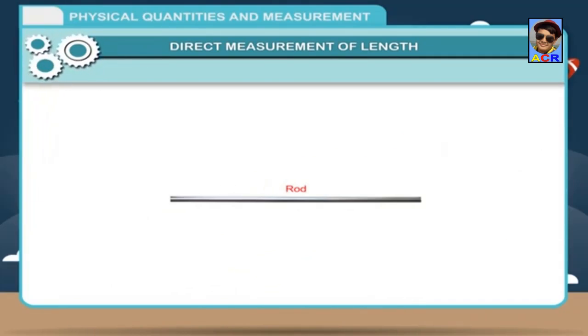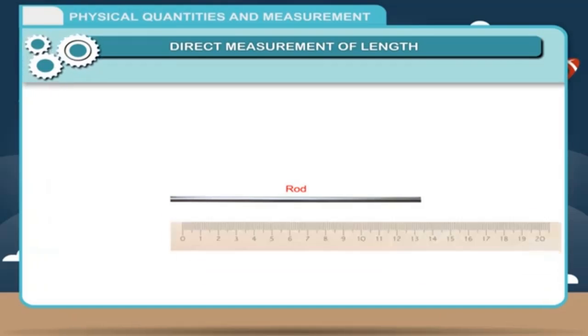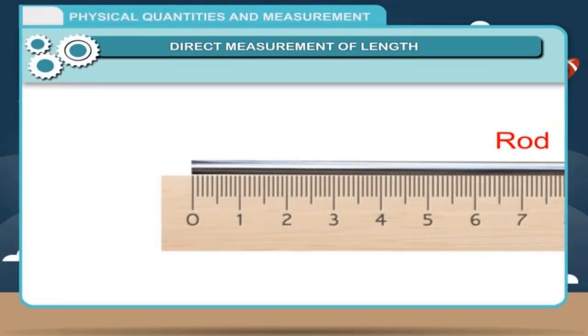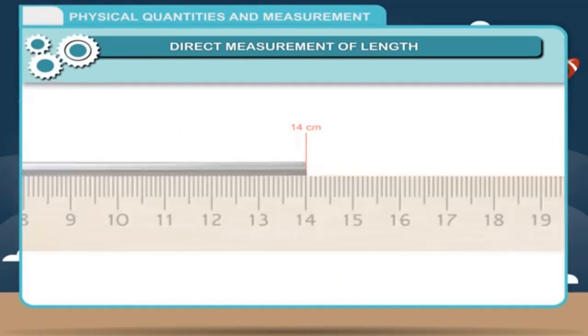Suppose we want to measure the length of a rod. This is the length of a rod. The 0 mark on the scale is set to coincide with one end of the rod as shown in the figure. The reading on the other end gives the length of the rod.